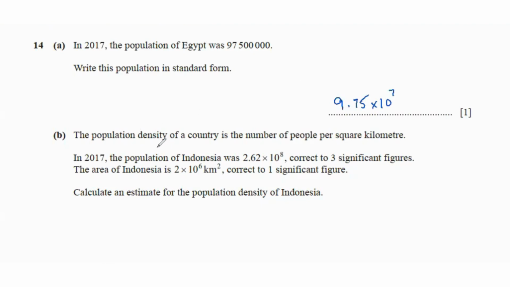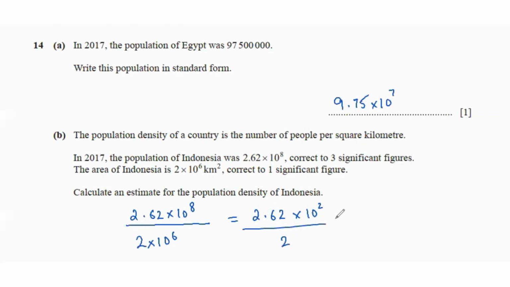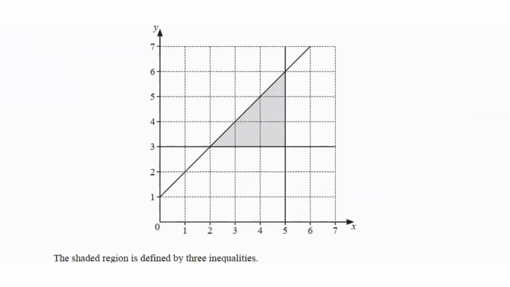So, population density is the number of people per square kilometer. So 2.62 times 10 to the power of 8 divided by 2 times 10 to the power of 6. We can simplify it by solving the indices. 10 to the power of 8 divided by 10 to the power of 6 is going to be 10 squared. 2.62 times 10 squared is going to be 262. And 262 divided by 2 is 131. So that is your population density.